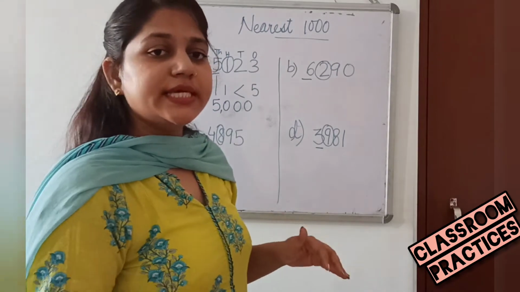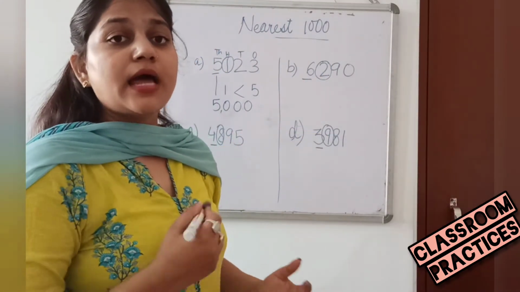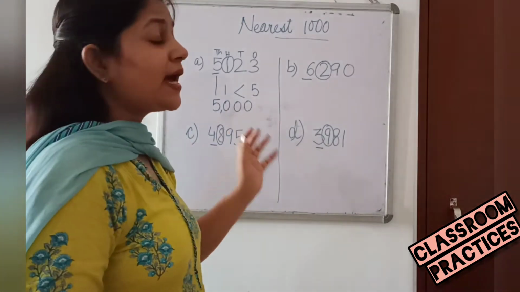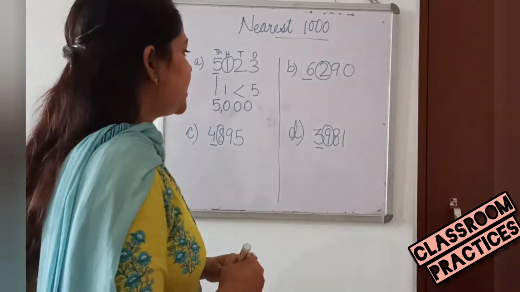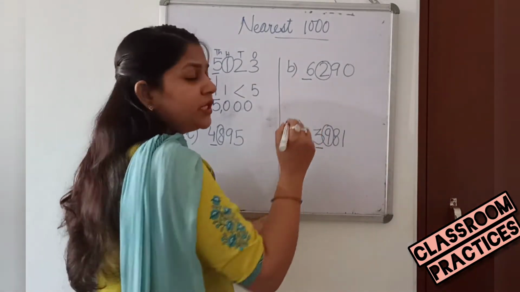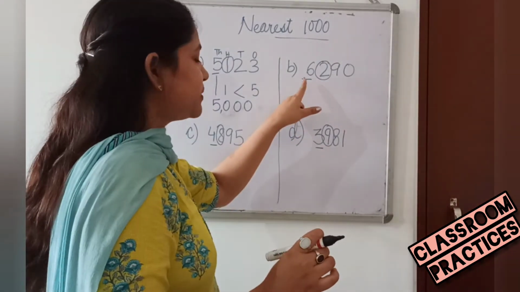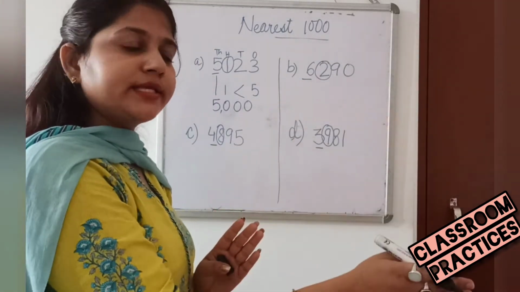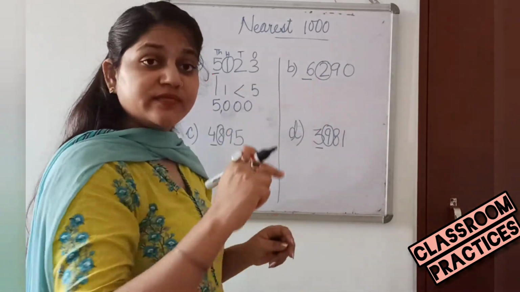So children, now see the next question, that is 6290. How we are going to round off this number, and to which thousand will this round off? So let's see this. According to the steps, we have underlined the thousands place. Go to next door, we have gone to the hundreds place, that is 2, and we have circled it.